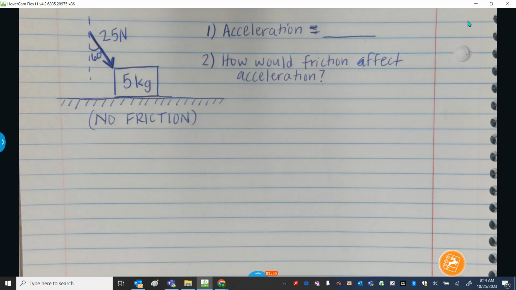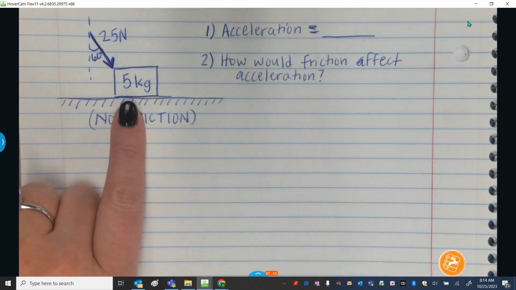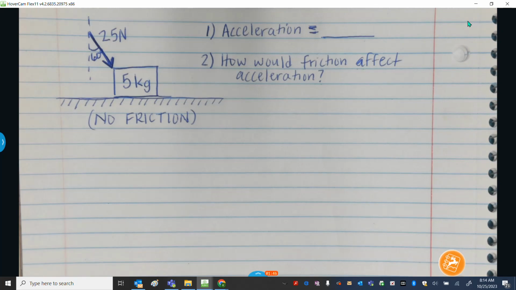it said, to accelerate it across a surface, a frictionless surface. And it asked us to find the acceleration of this object, and then the follow-up question was how would friction affect that?